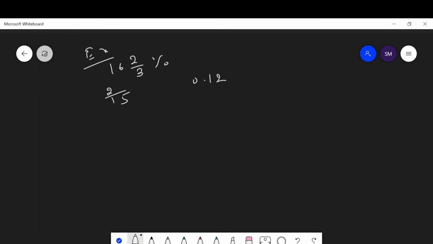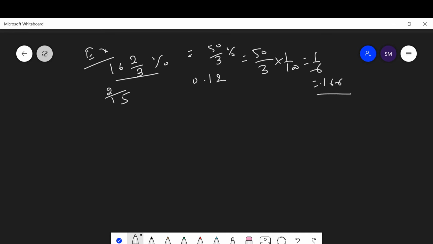Then simply convert them. 16 whole 2 upon 3% means 50 upon 3 percent, which is equal to 50 upon 3 into 1 upon 100, which is equal to 1 upon 6. This is 0.166, the decimal form of the percentage.